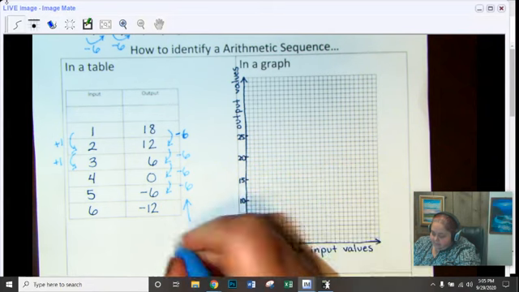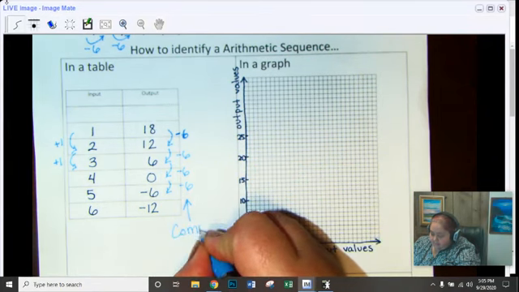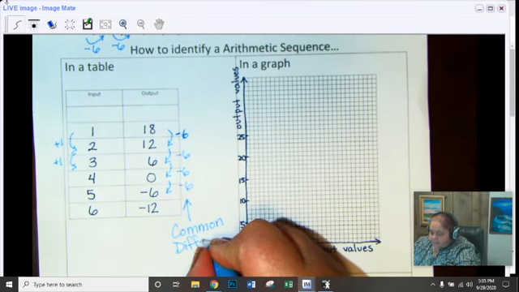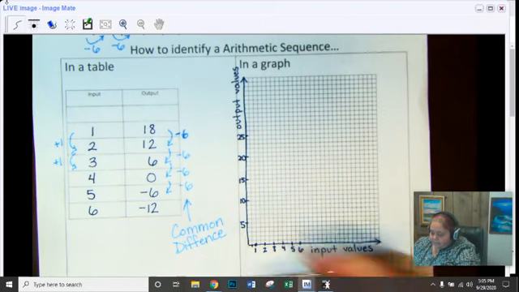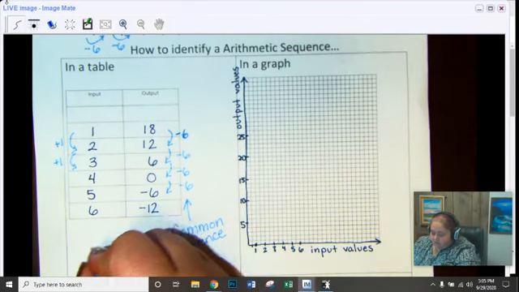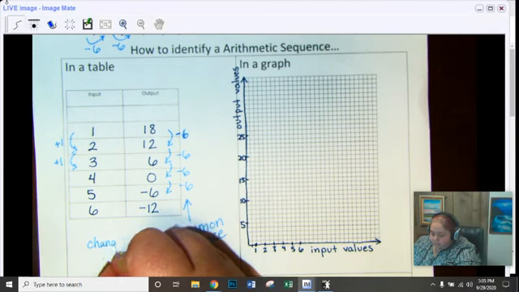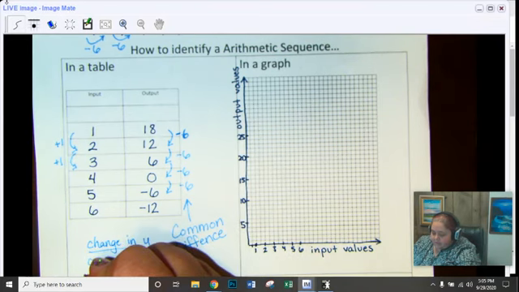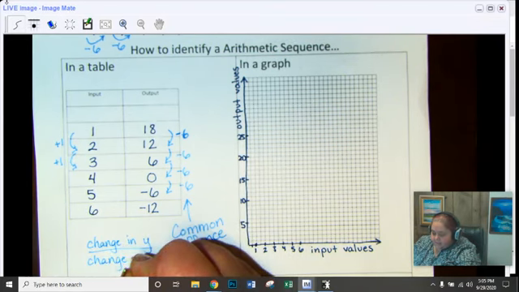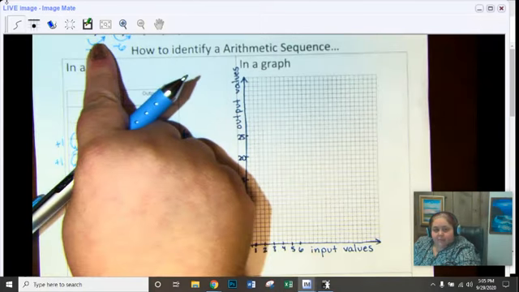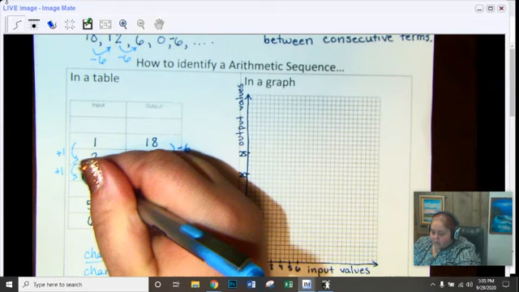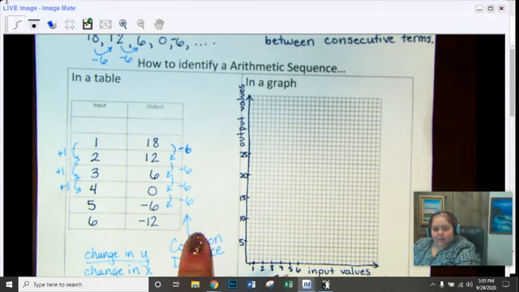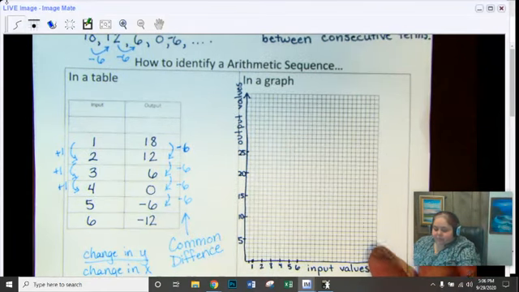So the common difference is the change in the y values or the output values, or the change in y over the change in x. And when we're dealing with a list of numbers, that change in x is usually 1. So we're not really skipping any numbers, but the output values are what might change.